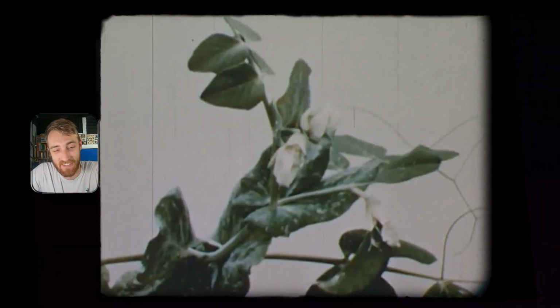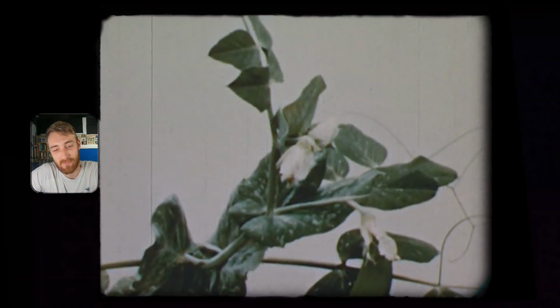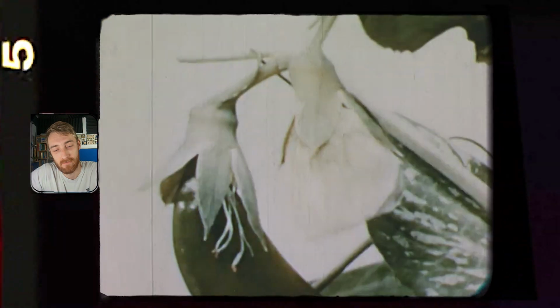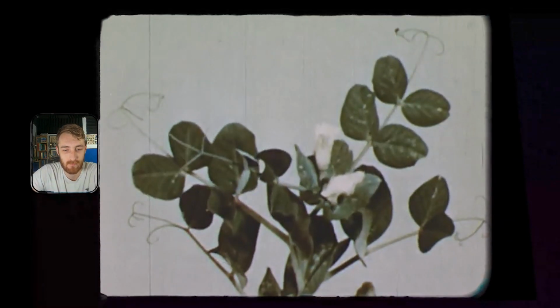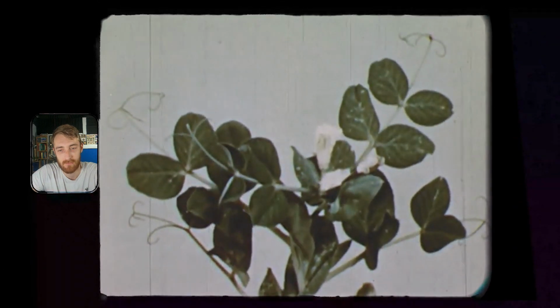Flower. Inside the growing pod are the developing seeds. Thus, we have completed our study of the life cycle of a typical green flowering plant.